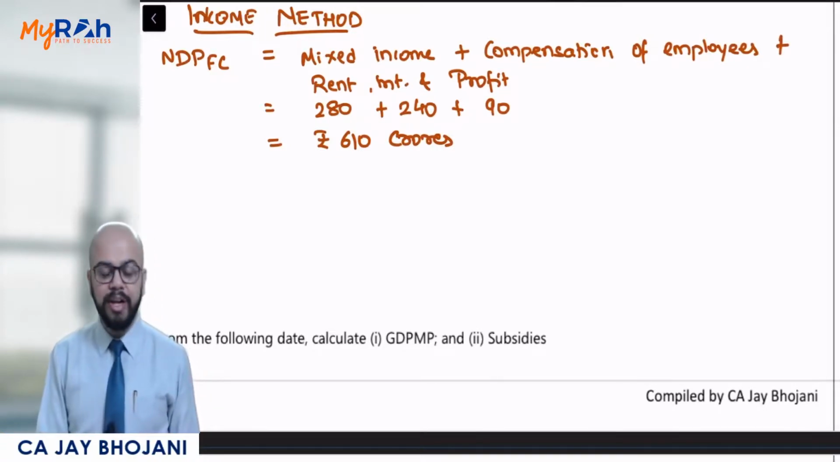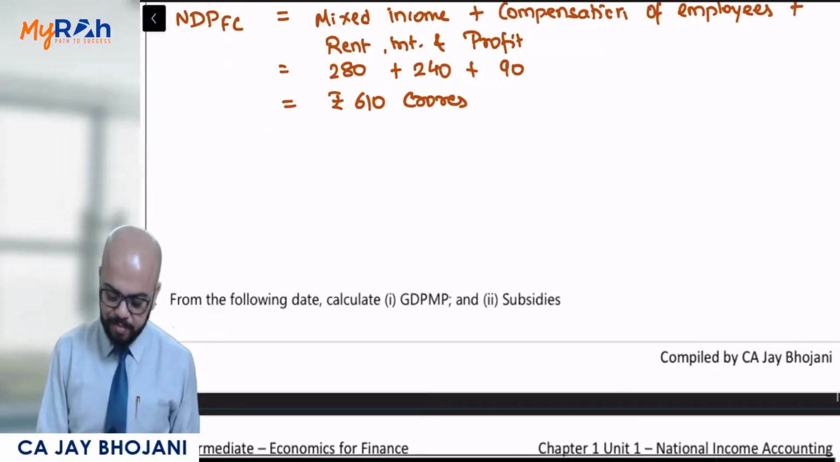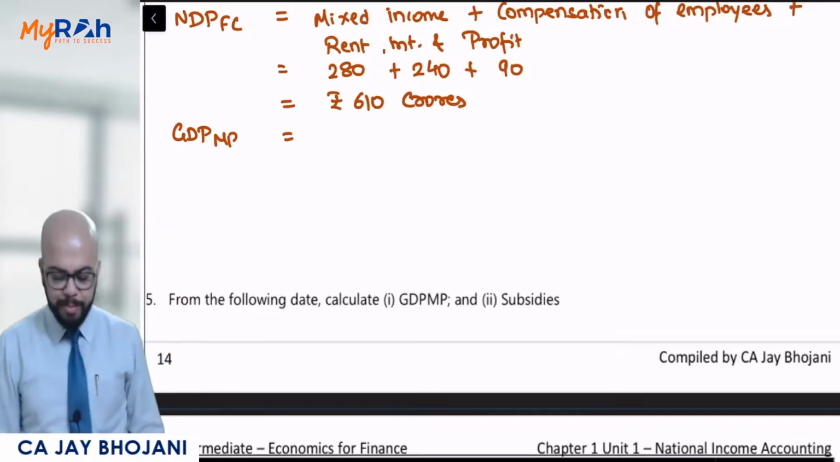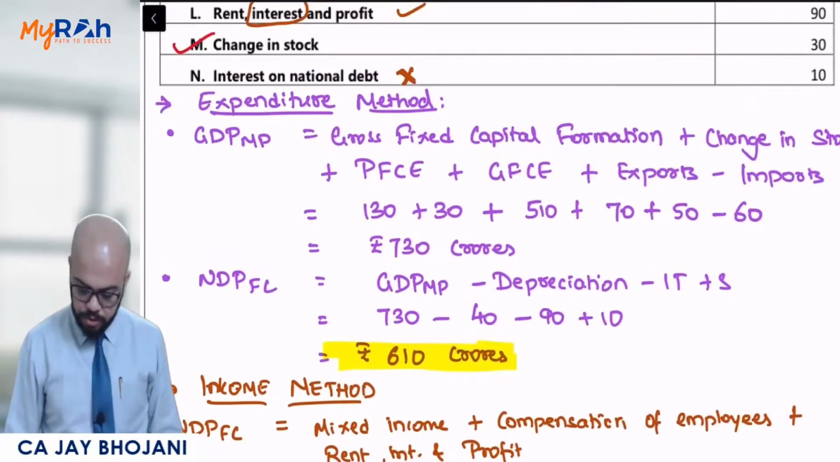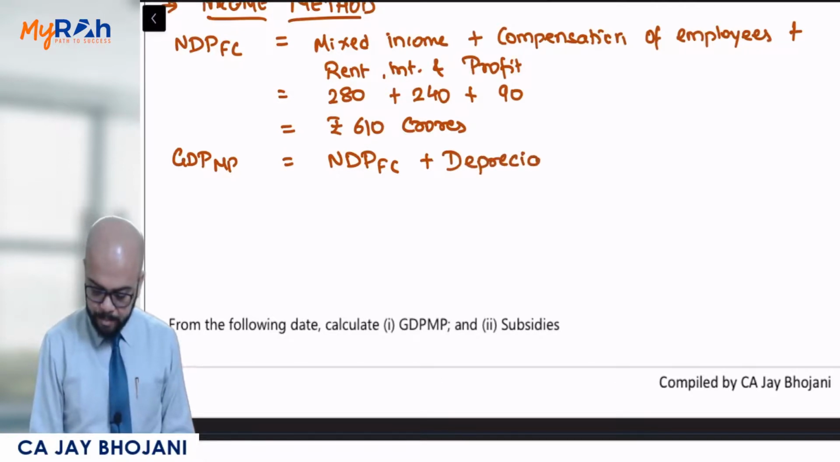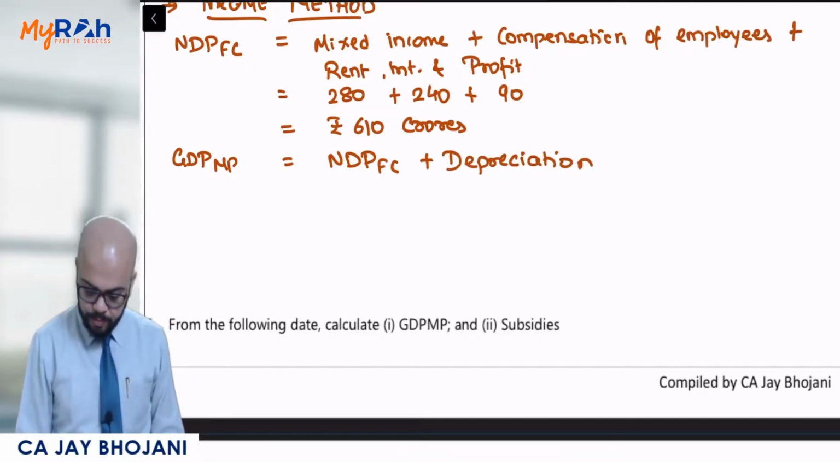Now we do not want NDP FC. What we want is GDP MP. So let's find GDP MP. How much? NDP FC we already have, right? So plus depreciation and, for factor cost to market price, plus indirect taxes minus subsidies.